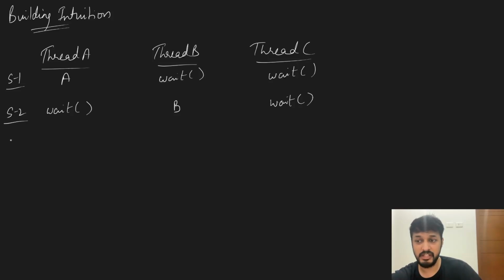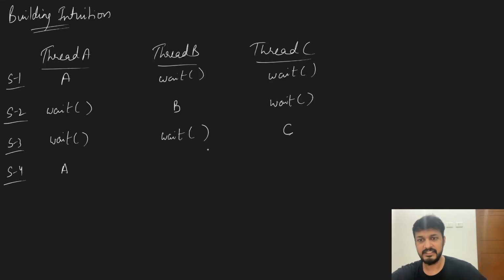After that, what should be our third step? The third step should be thread A should remain in wait state, thread B should also go into wait state, and after this, thread C should go ahead and print C, right? So we have printed A, then B, then C. What should be our fourth step? Our fourth step will be thread A will again go ahead and print A, thread B will go into wait state, and thread C should also transition from running to wait state, right?